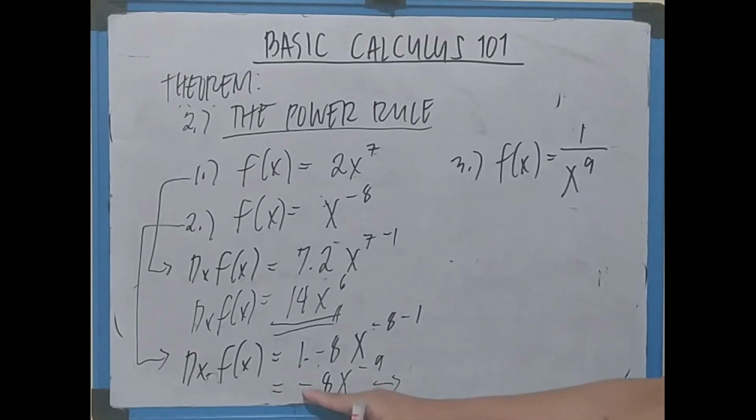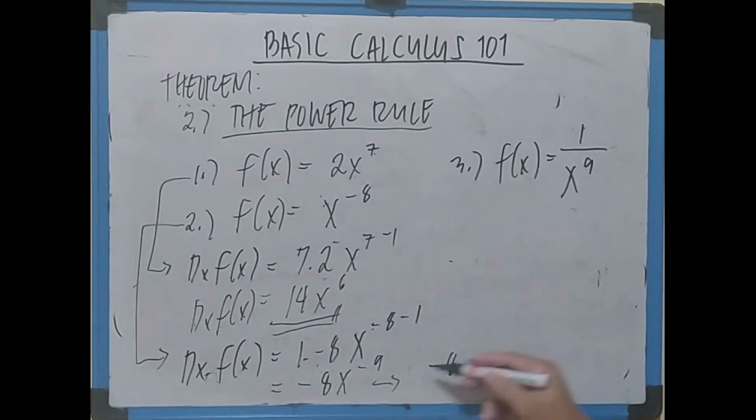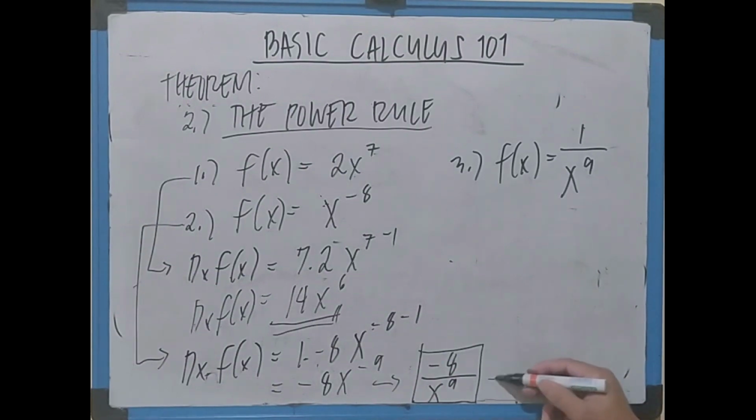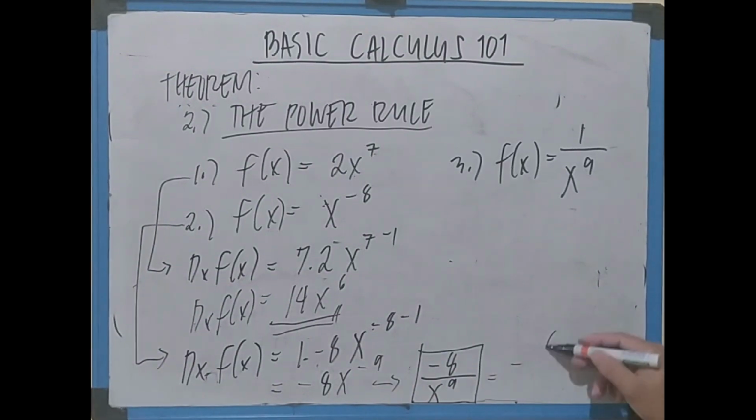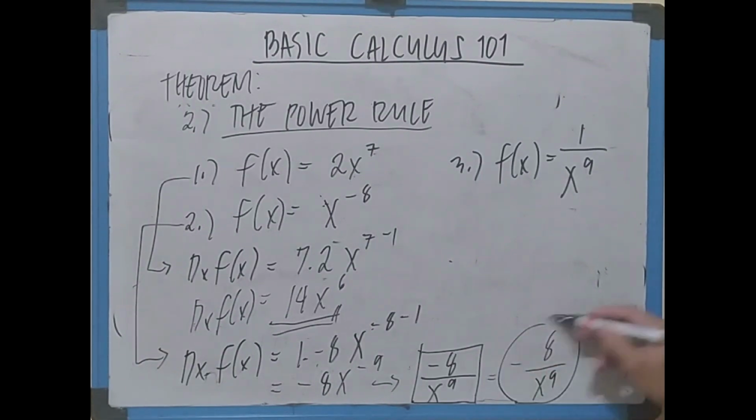Then, since this is negative 8, we just copy negative 8, then we bring x down to make the exponent positive. So the final answer will be negative 8x over x raised to 9, or it can also be negative 8 over x raised to 9. So either of these two is correct.